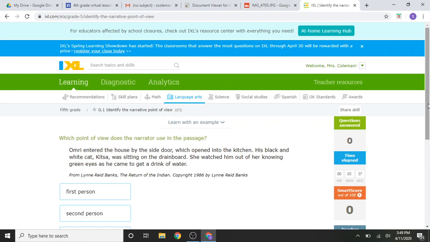I do want to remind you and give you a word of caution that if there is dialogue, quotation marks in your passage, be careful. Do not look at pronouns that are inside those quotation marks to help you decide on point of view.